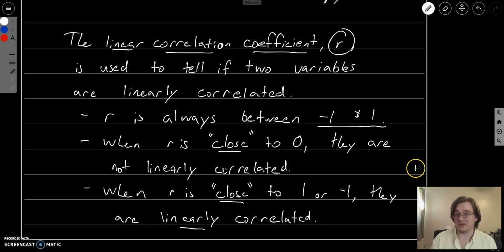But in statistics, we want to be a little bit more rigorous. So the question is, how close is close enough? When can we say, oh, this is close enough to 0 to say they're probably not linearly correlated? Or how close to 1 does it have to be?